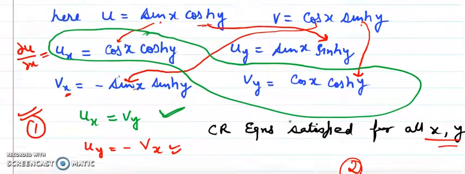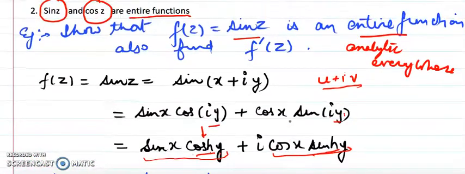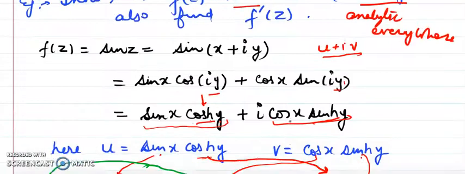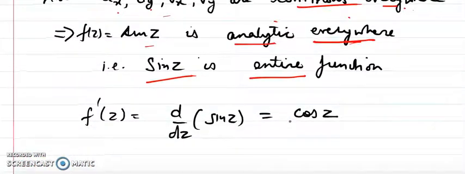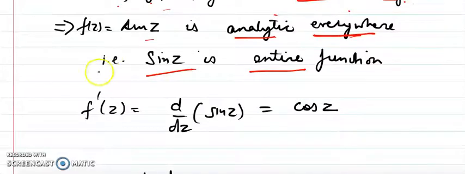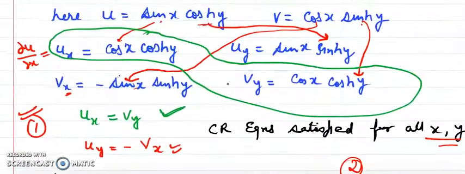That I ask in this question, also find f dash. So what is f dash z? Remember, only for entire functions, not for others. For entire functions, meaning the functions which are analytic, the derivative can be done in the usual manner, like differentiation of sin z is cos z, and differentiation of cos z is minus sin z.